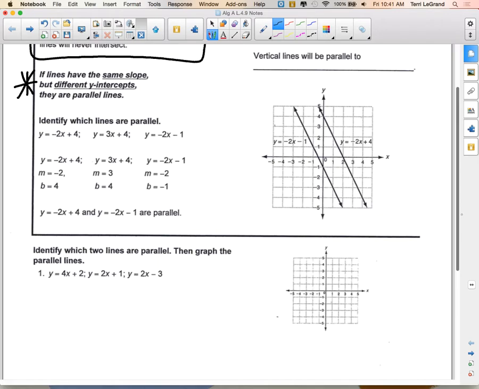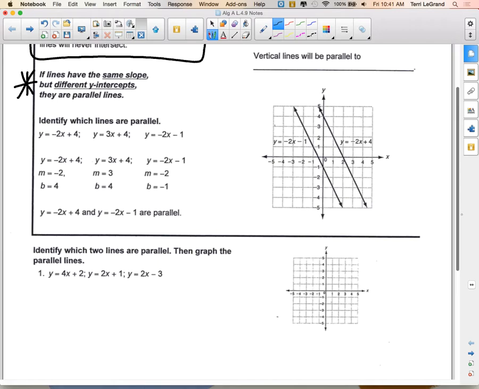But then we also have to add just one little thing to it: different y-intercepts. They have to have different y-intercepts. Because if they have the same slope and the same y-intercept, what would be true? What would be true if we had two lines that have the same slope, engage here. What would be true if they have the same slope and the same y-intercept? So imagine, just make up an equation. Y equals 3x plus 4.